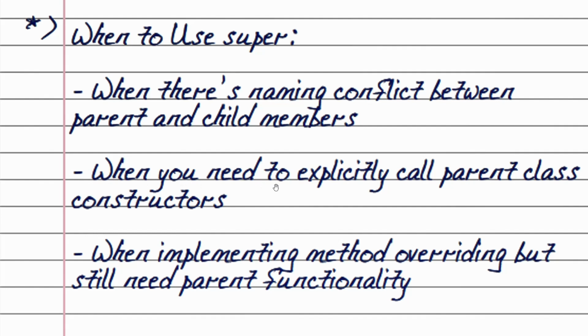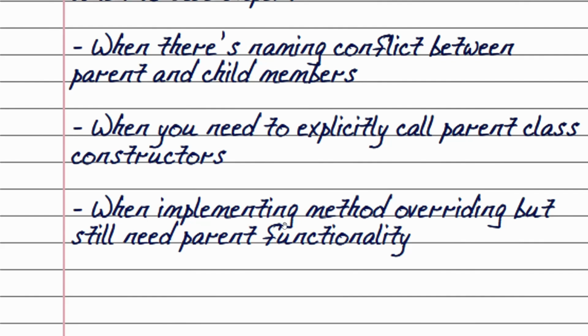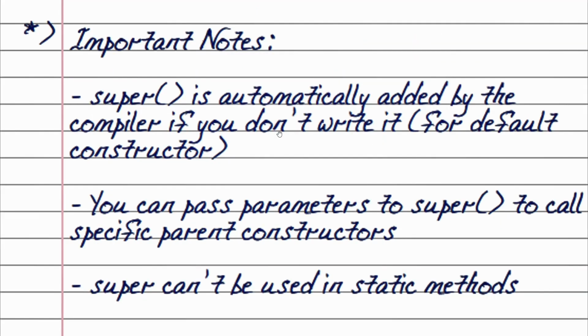When you need to explicitly call the parent class constructor, the super keyword is also used to call the parent class constructor. Next, when implementing method overriding but you still need the parent functionality. When we override a function but we still need the functionality of the parent class, then we use the super keyword.